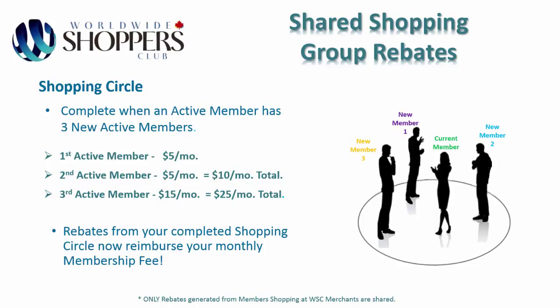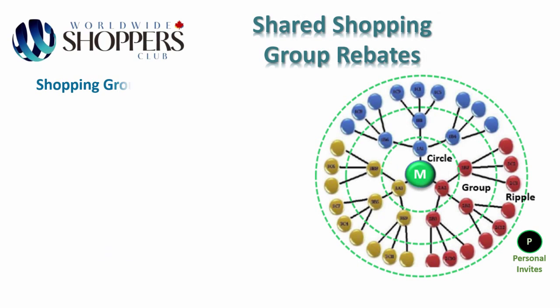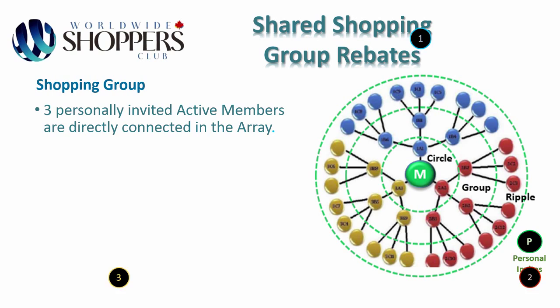Now, absolutely, this shopping circle is the prime mover for creating a large shopping group because everybody wants to get at least enough rebates to cover their membership fees. So what happens? Well, you naturally start creating a shopping group. Let's go back and look at your 3 active members who are directly connected in your array. Now those 3, as they invite 3, will actually start to fill in your array.